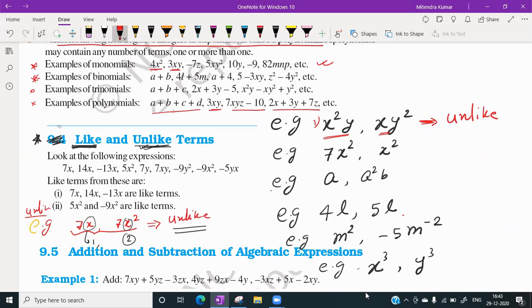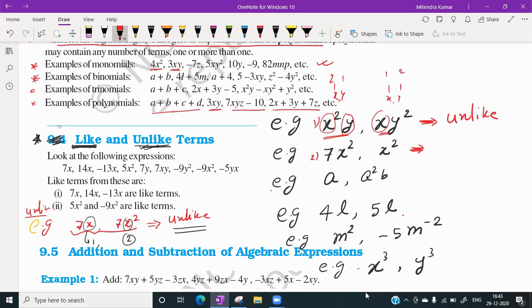Yes. So here the variable is x, here the variable is y. So in this term we have variables x and y. Here also we have variables x, y. But the power of x is 2, the power of y is 1. Here the power of x is 1, the power of y is 2. So the power is not the same. Variable तो same है, but power same नहीं है, इसलिए unlike term.